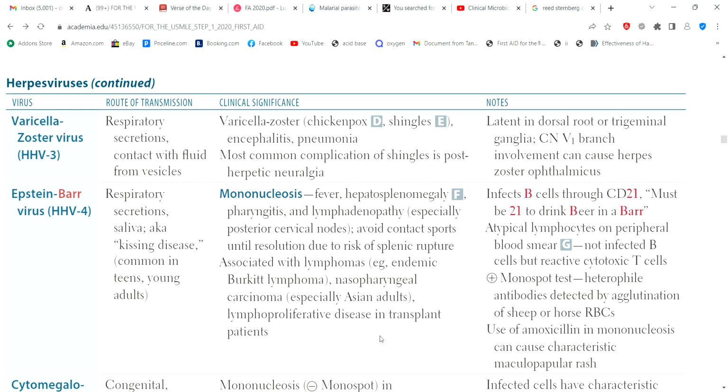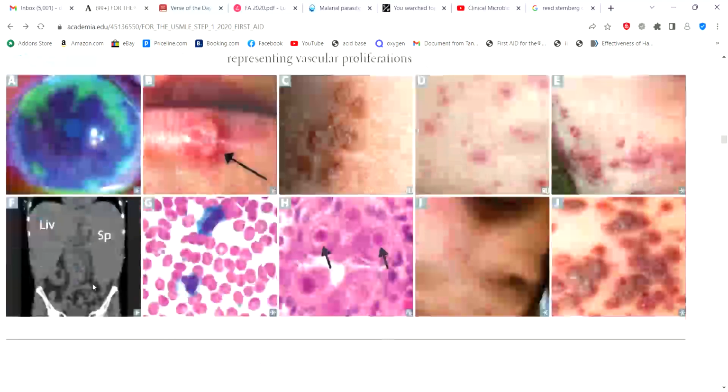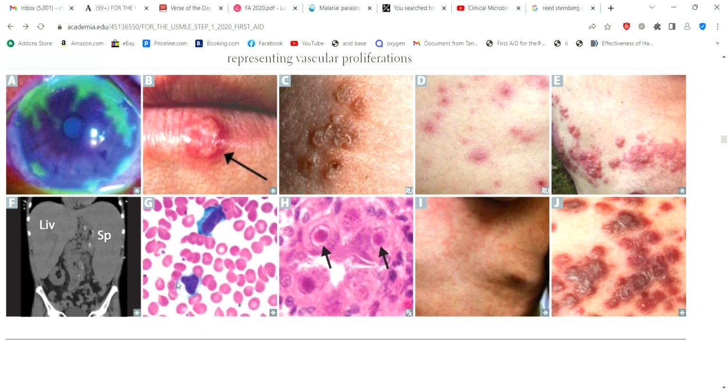Atypical lymphocytes on peripheral blood smear, which is G. So figure G right here, you see atypical lymphocytes on peripheral blood smear. These are not infected B cells, but reactive.